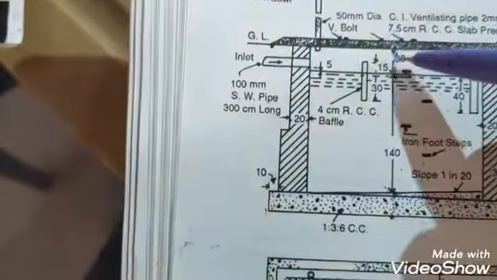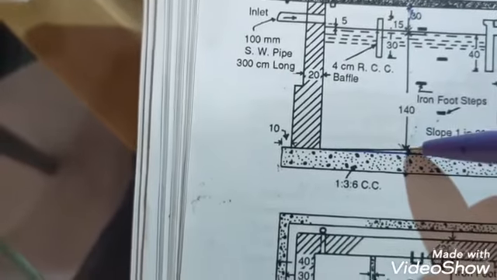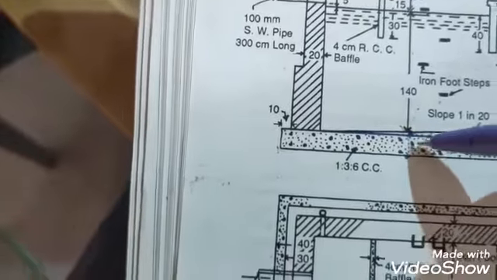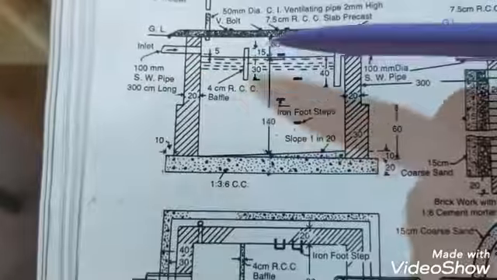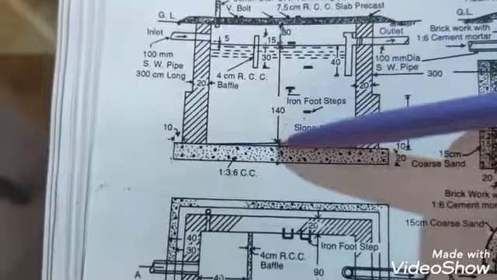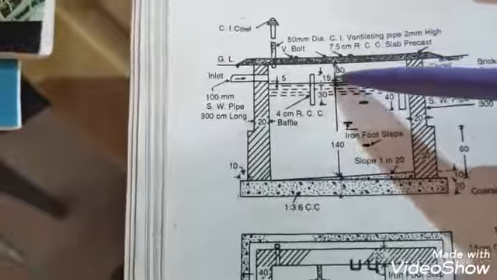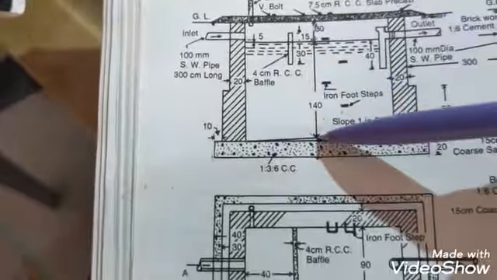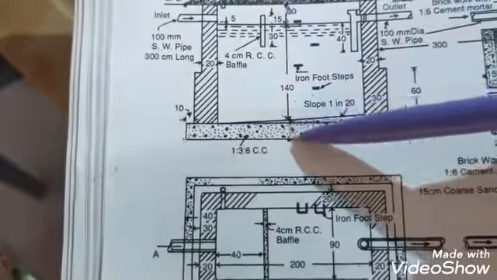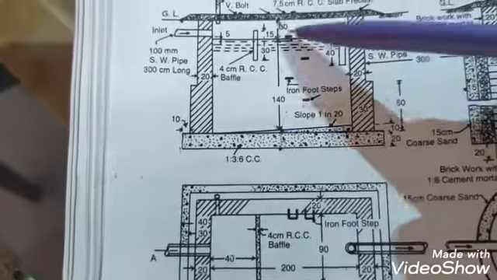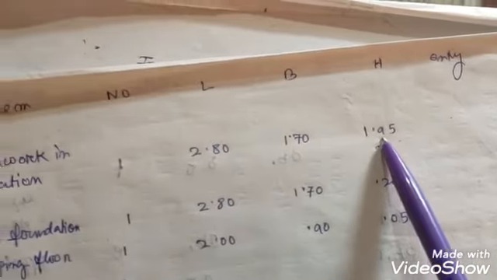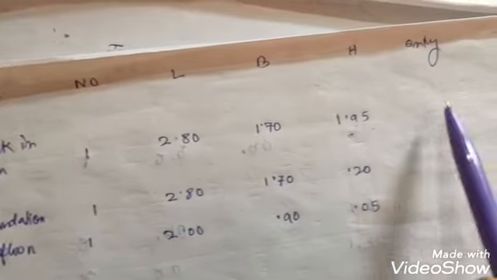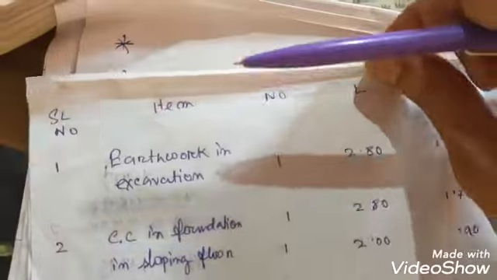So 0.3 plus 1.4 plus 5 centimeter at the center. Then this whole thickness, it is 0.2. Okay. I am repeating it again. 0.3 plus 1.4, 5 centimeter at the center, and this whole thickness, this is 20. So ultimately 1.95. This whole we have found out to be 1.95. So height is 1.95. Number into length into breadth into height, we can find out the quantity of earthwork excavation.